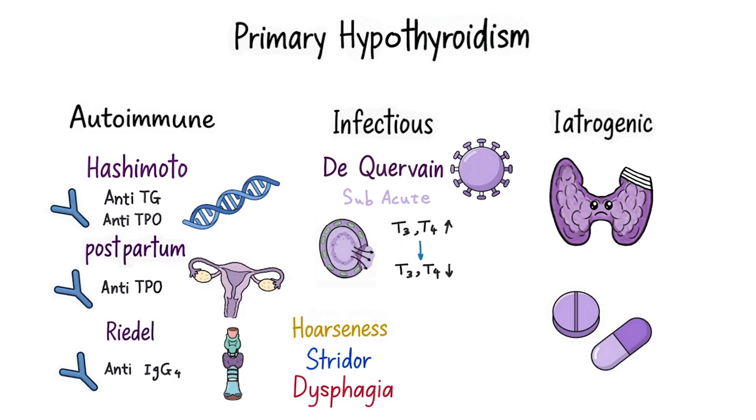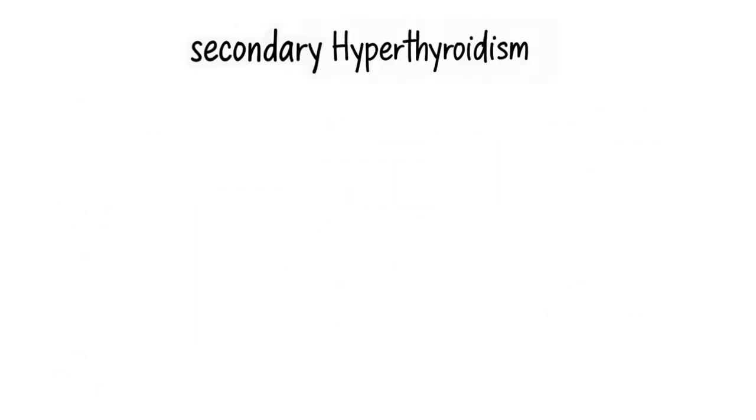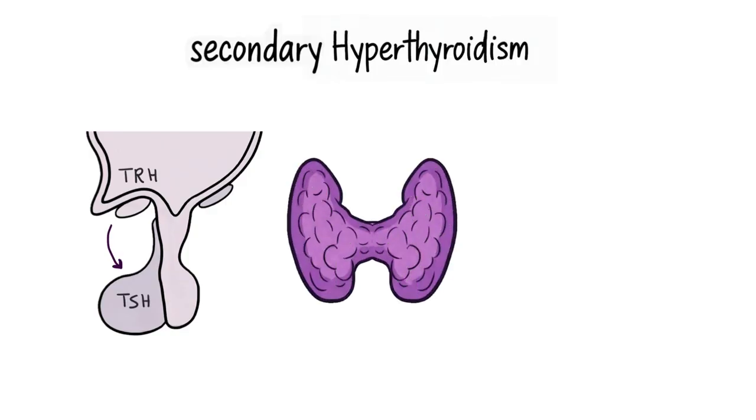So far, we've mainly discussed conditions that directly involve the thyroid gland. However, in some cases, the problem is not in the thyroid at all, but in the hypothalamic pituitary axis. In these cases, we are dealing with secondary hypothyroidism. Under normal conditions, the hypothalamus first secretes TRH. This hormone stimulates the pituitary gland to release TSH, and TSH in turn acts on the thyroid gland to stimulate the production of thyroid hormones.